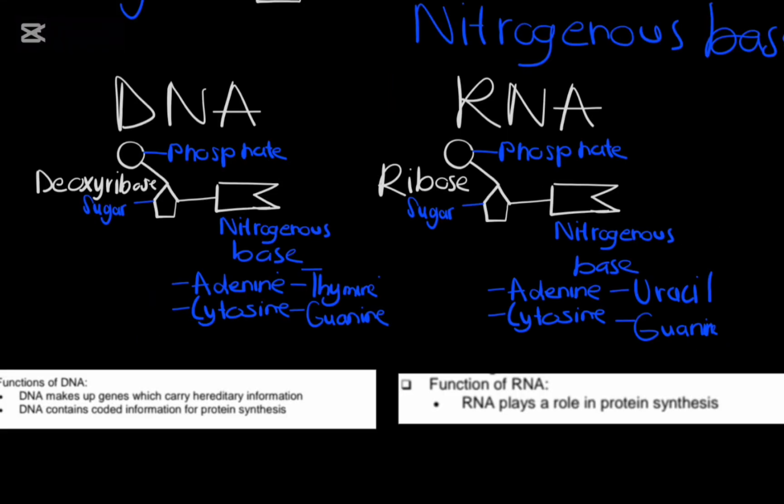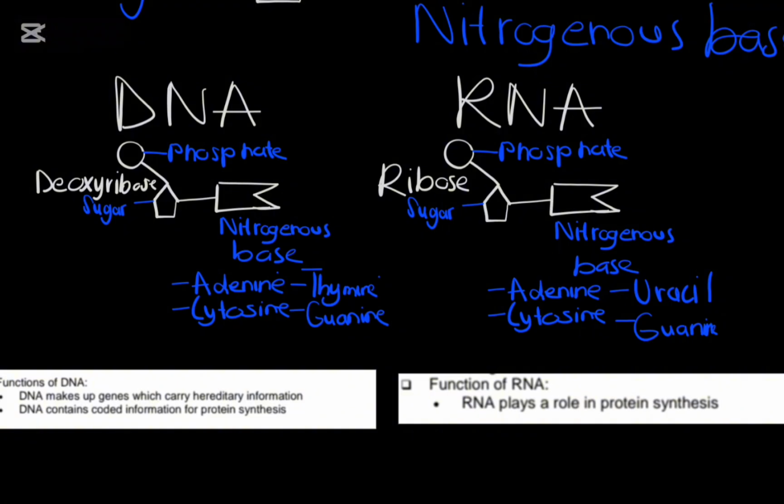And to finish off nucleic acids, we have the function of DNA and the function of RNA. The functions of DNA are: DNA makes up genes which carry hereditary information. Like I mentioned before, what hereditary information is: genes. A gene is just a segment of DNA that codes for a particular protein. That's what a gene is.